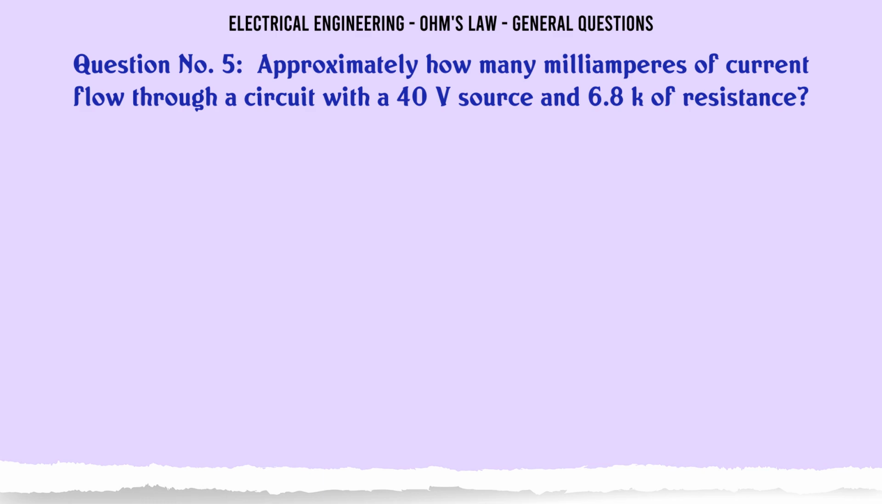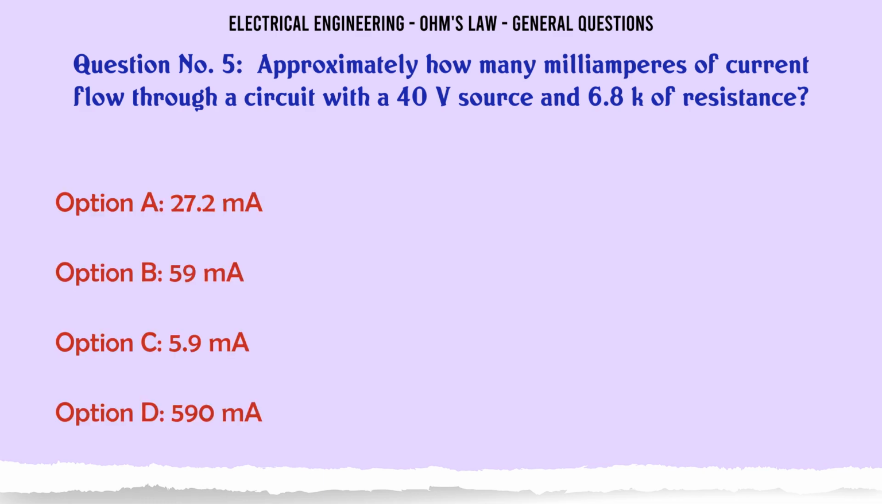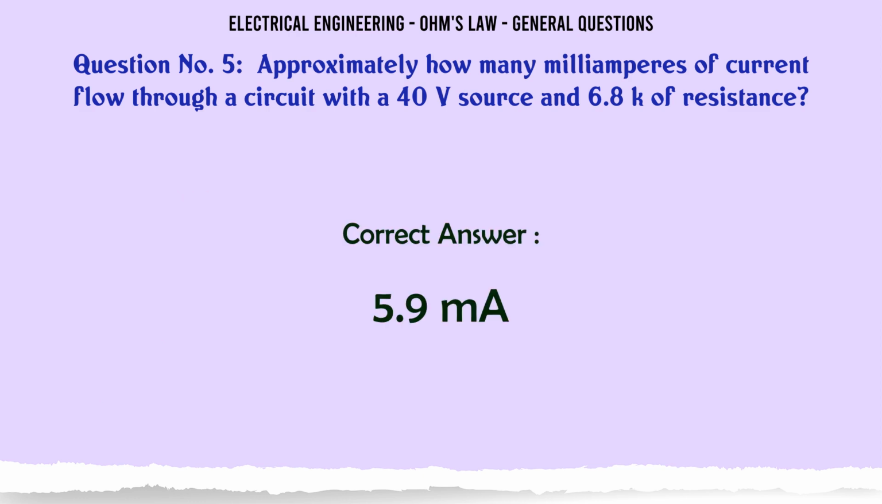Approximately how many milliamperes of current flow through a circuit with a 40 V source and 6.8 K of resistance? A) 27.2 mA, B) 59 mA, C) 5.9 mA, D) 590 mA. The correct answer is 5.9 mA.